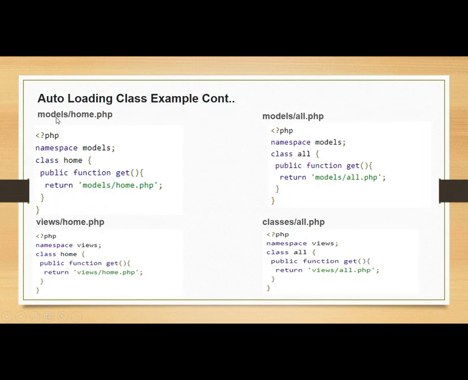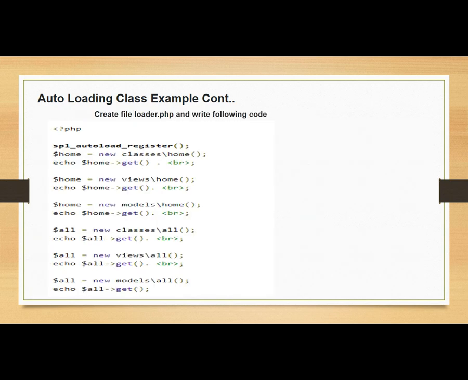Then in the other folder called model, again create two files called home.php and all.php and write down the same line of code as previously mentioned into the two separate files. Then in the view folder write down home.php, which calls the home class stored inside the home directory, and all.php, where the all class is stored inside the all directory.